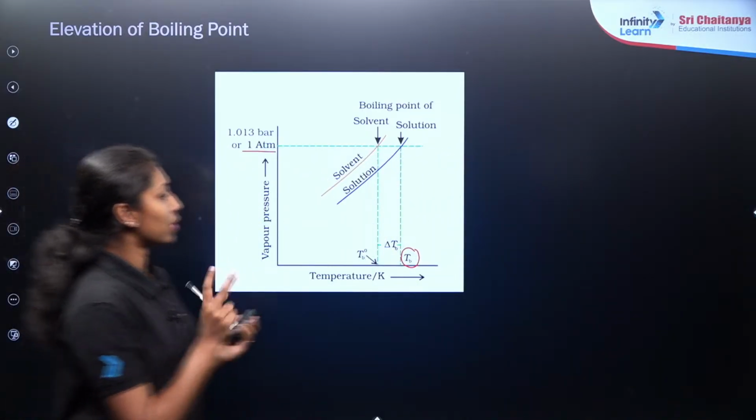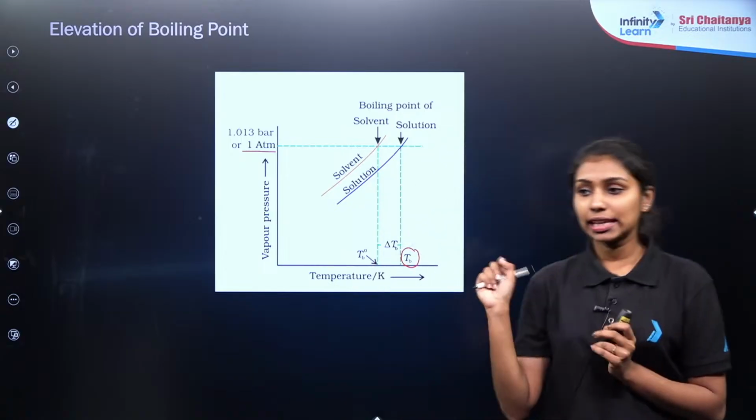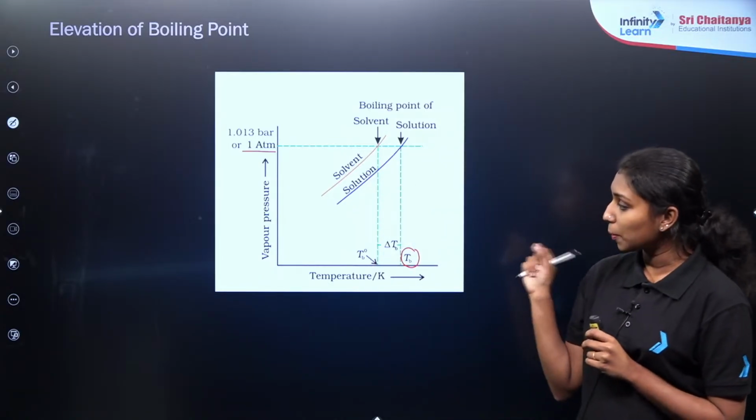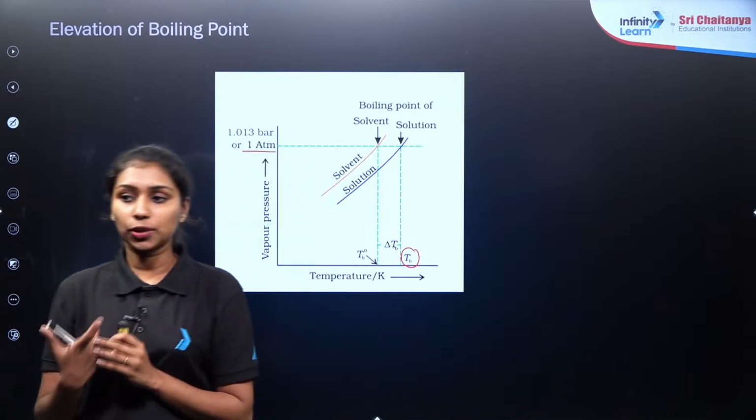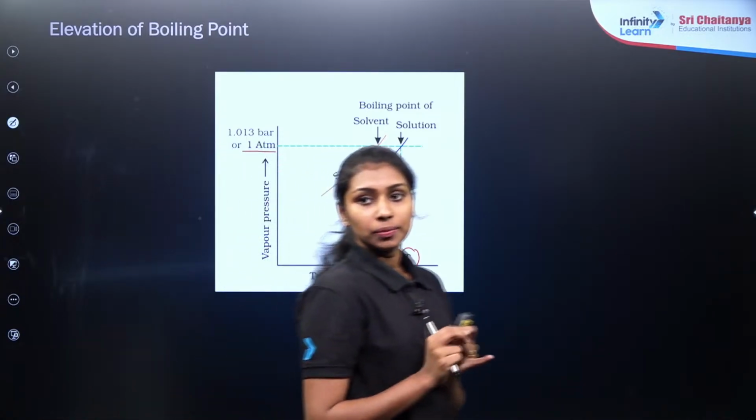Just forget about the previous drawing. This is the exact image of the graph of vapor pressure versus temperature for the solution when a non-volatile solute is added to the solution. Is that clear?